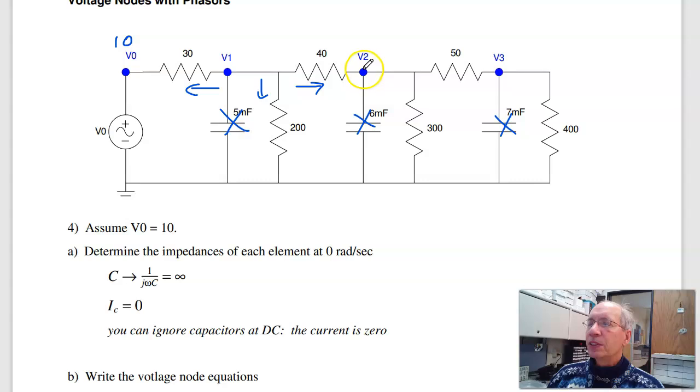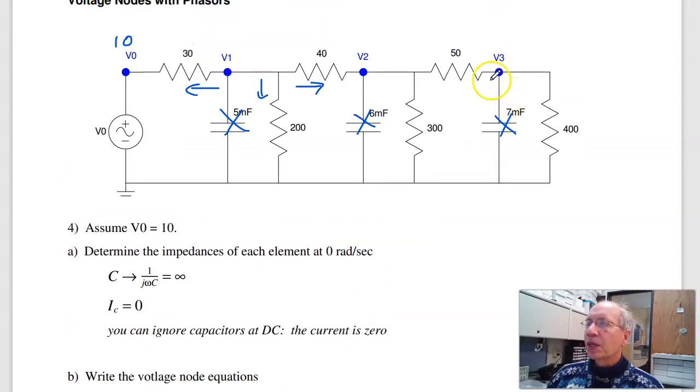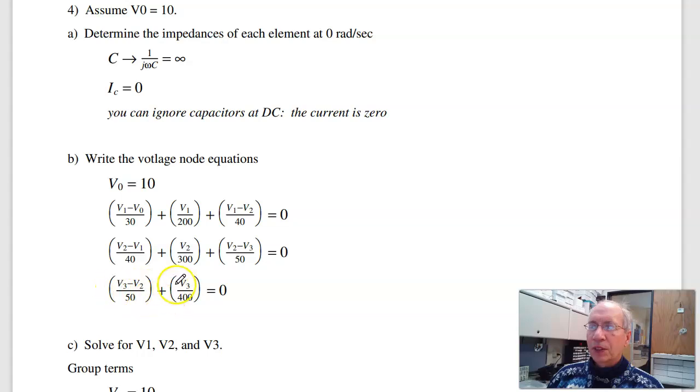At node 2, same thing, current left, down, and right add to 0. Node equation at V2. Node 3, the current left and down equals 0. There's my 4 equations for 4 unknowns. Now, going back to linear algebra, I can solve 4 equations and 4 unknowns by putting this in matrix form.